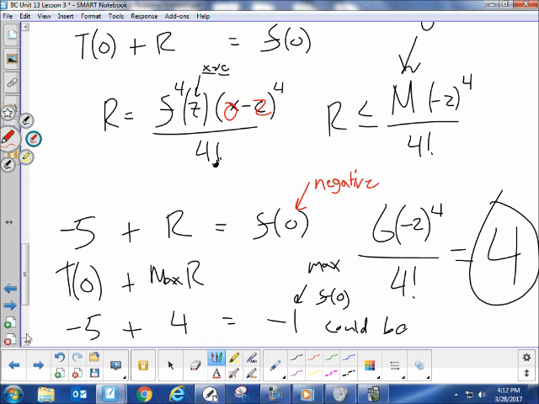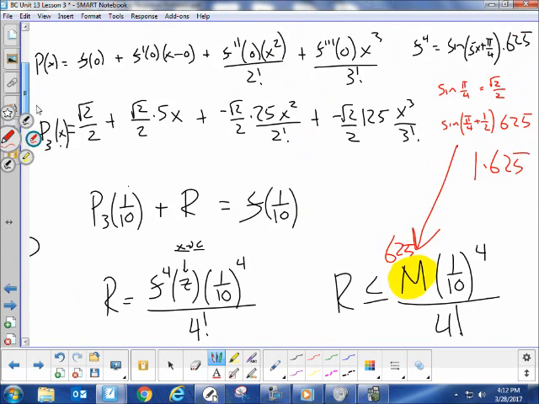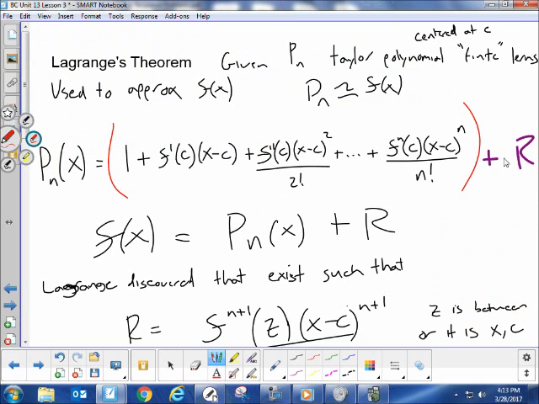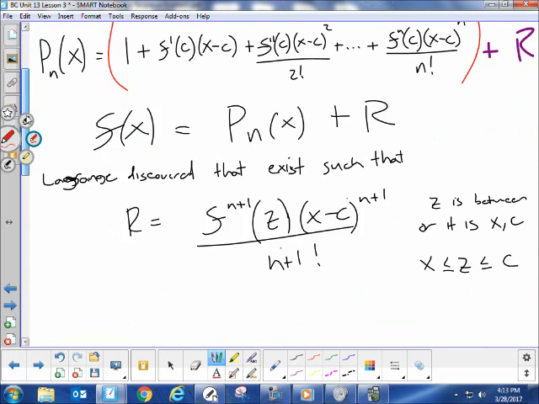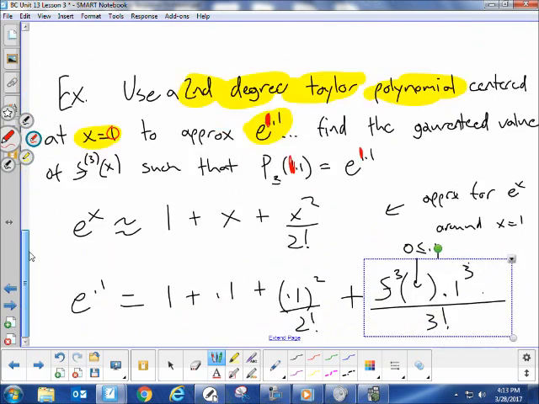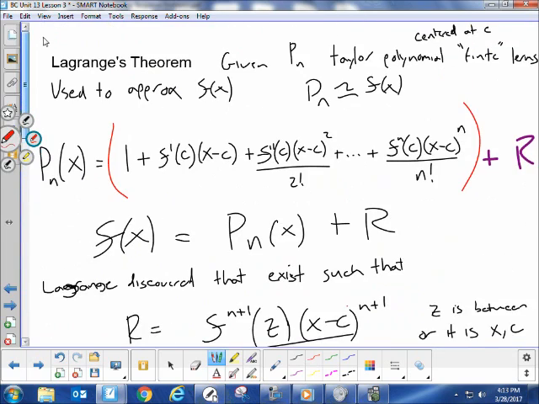It's actually not that difficult, and I'm sorry that my example didn't show you that this value existed, because it does. This R is actually a fascinating thing: a next term with a next derivative at some value between our two values that we're either approximating or centering our polynomial by. Okay? I'm going to go back and check that. Thank you.